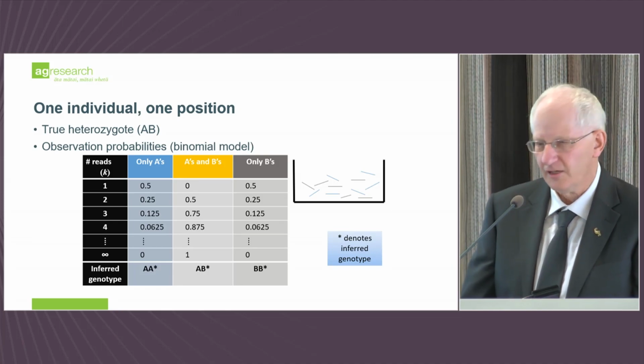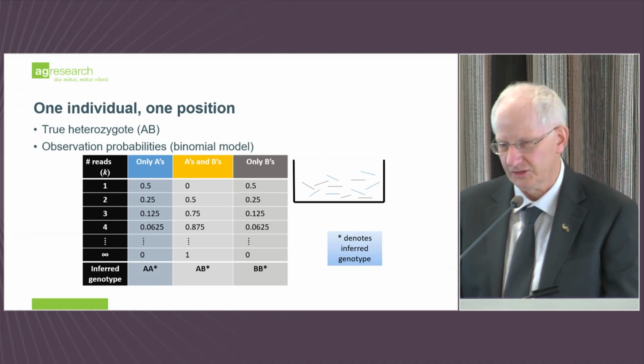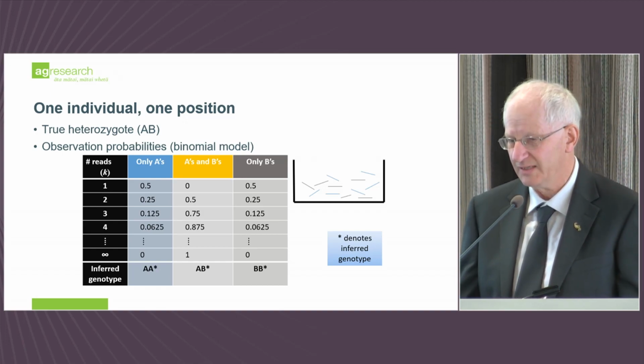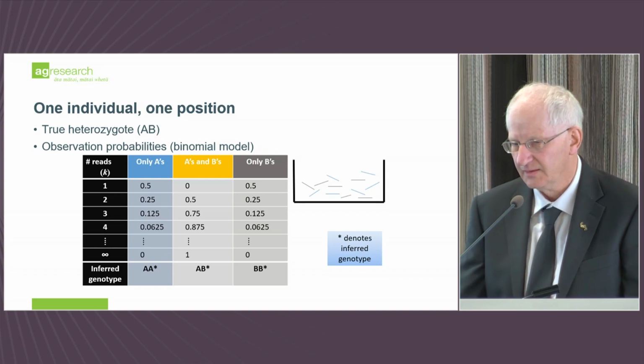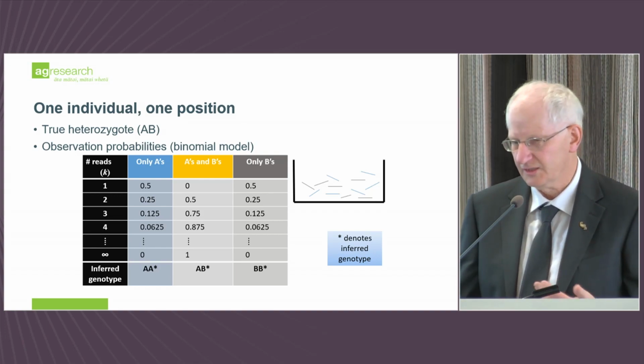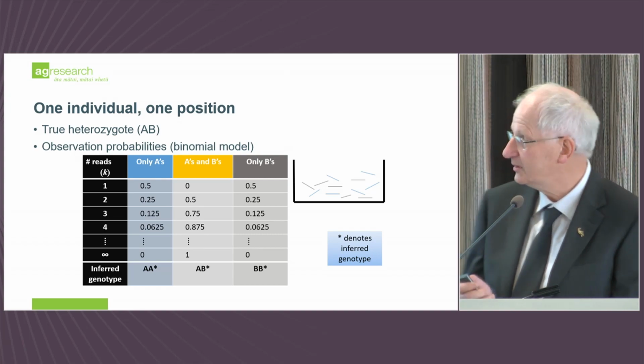So if we concentrate now just on one individual in one position, and suppose that individual is truly a heterozygote, so it's an AB type, then we've got different possibilities for what we see from the different reads.